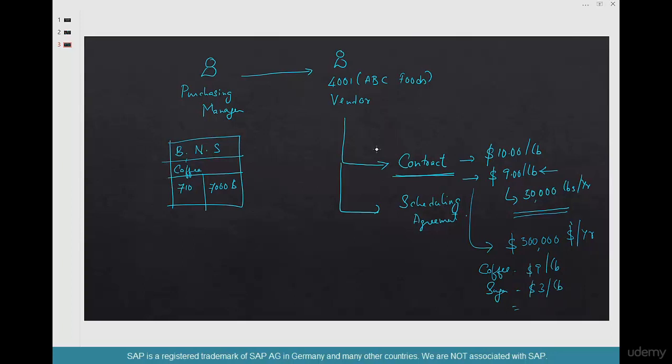So these are the two major types of contracts that vendors and companies get into. This kind of contract is called a quantity contract, and this is called a value contract. So two types of contracts: quantity contract, value contract.